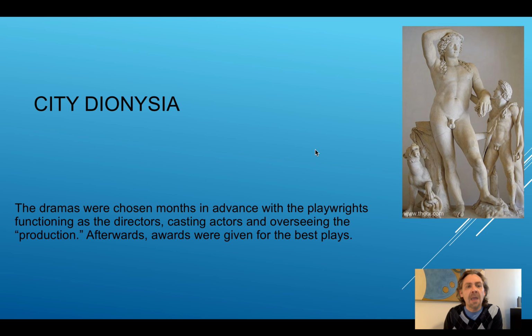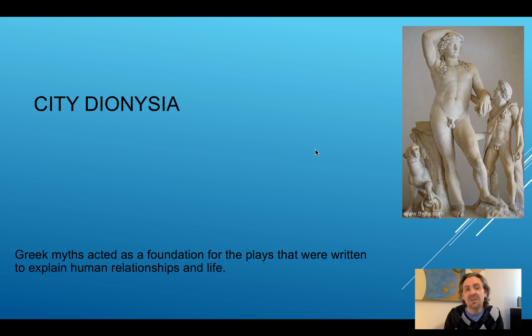Now, the dramas were chosen months in advance, and the playwrights essentially functioned as the directors. They wrote, they directed, they chose and cast the actors, and they oversaw the production. And awards would be given for the best plays after everything was completed, so at the end of the festival. Greek myths generally acted as the foundation for the plays that were written in order to explain human relationships and life.